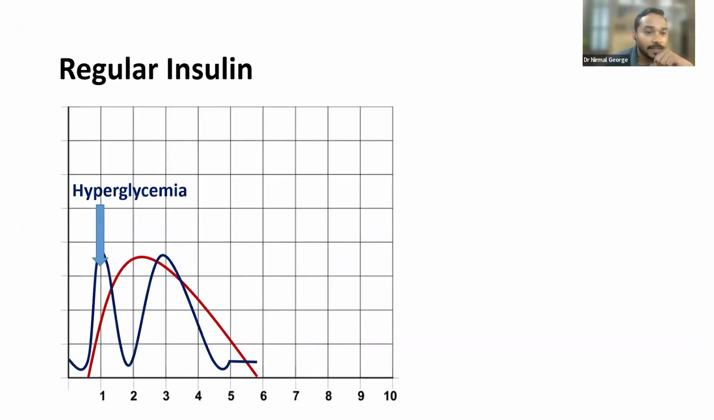So that can result in something called early postprandial hyperglycemia. And you can see that the regular insulin acts for a longer duration than the physiological insulin secretion. So that will result in hypoglycemia in the late postprandial state, which is known as late postprandial hypoglycemia. So these are the disadvantages of regular insulin.